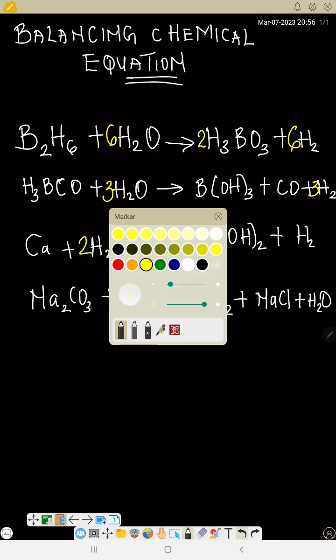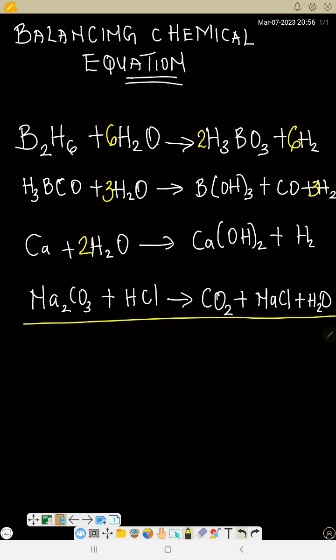So, which one has the highest atom in all? I have 2 sodium, 1 carbon, 3 oxygen. So that is 2 plus 3, 5 plus 1, 6. I have a total of 6 atoms here. I have hydrogen and chlorine, 2 atoms there. 2 oxygen and 1 carbon, 3 atoms there. 2 sodium and 1 chlorine, 2 atoms there. Then 2 hydrogen and 1 oxygen. So this one has the highest atom. So I'm starting my balancing from there.